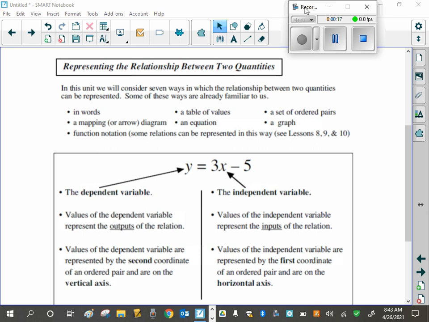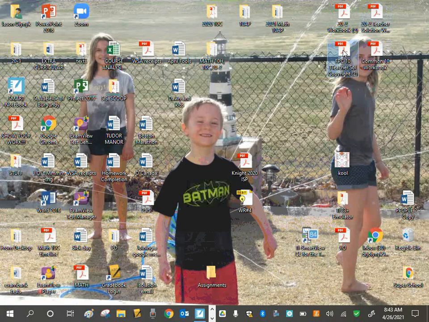Math is fun. Let's go to page 6. Page 6. And we'll talk about independent, dependent variables, inputs, outputs, and so forth. And first of all, you can represent relationships many different ways. It's okay, it won't take me long to get this.